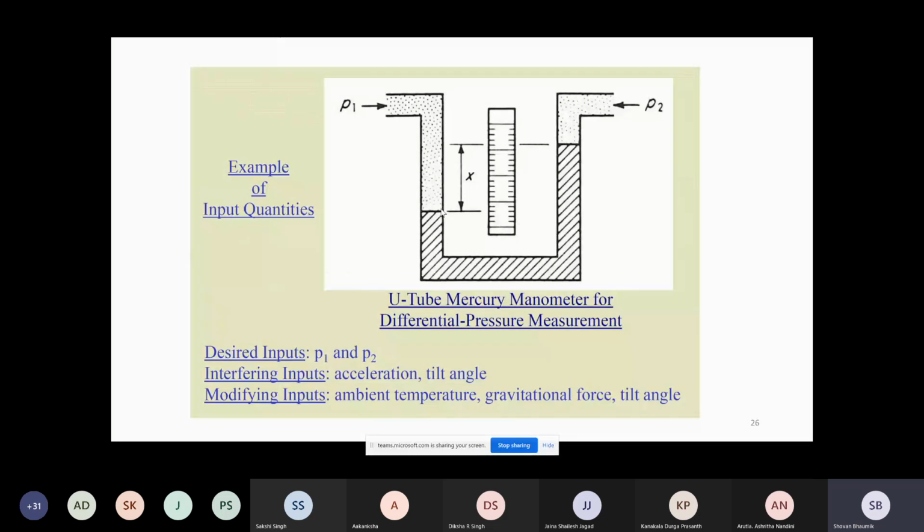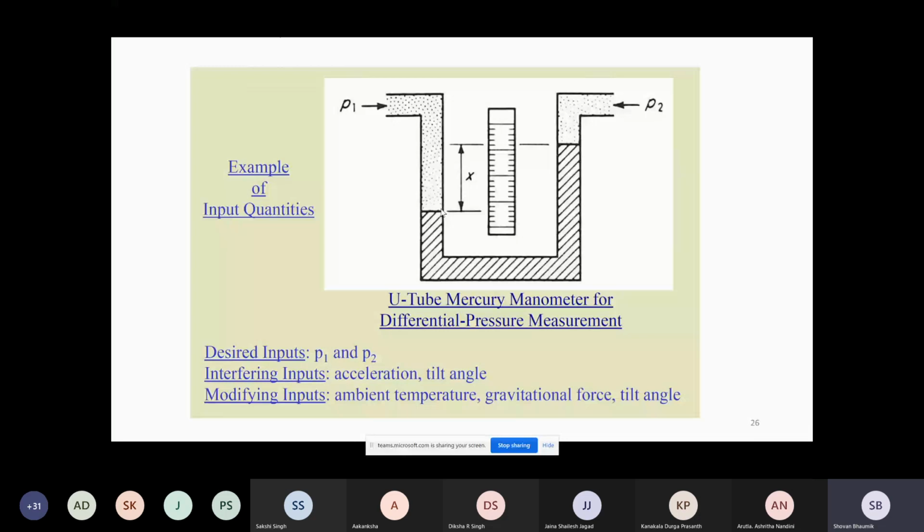Gravitational force. Suppose you are doing some experiment here, and then you are doing some experiment on the top of a hill. What will happen? Gravitational force will be different, so we will get a different, erroneous pressure. Tilt angle can also become a modifying input. So here I gave some detailed examples. You see that all those things will happen.